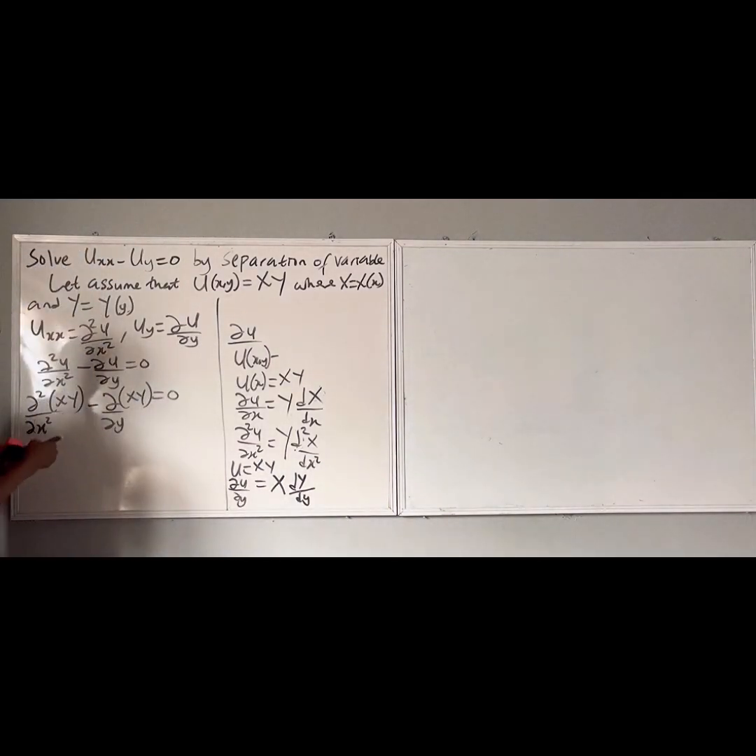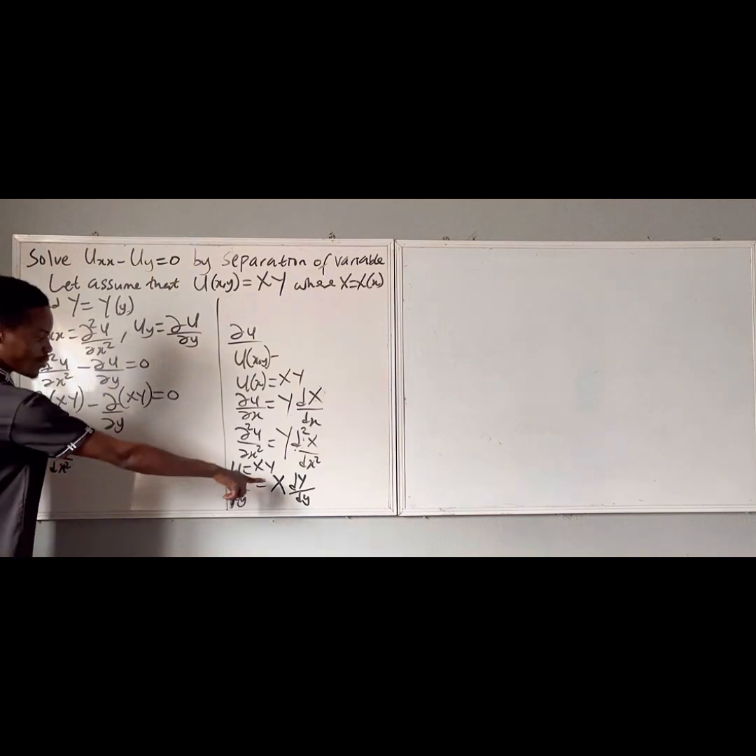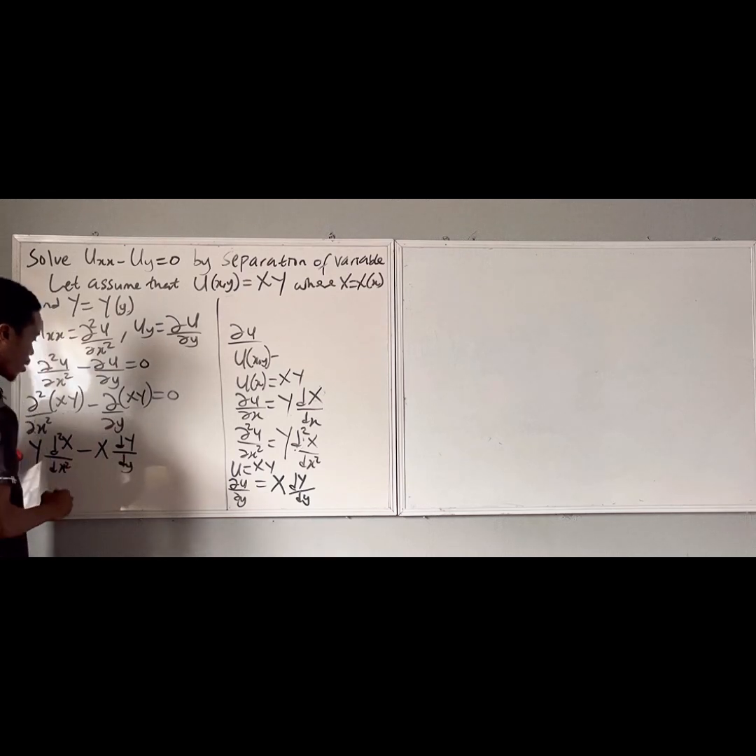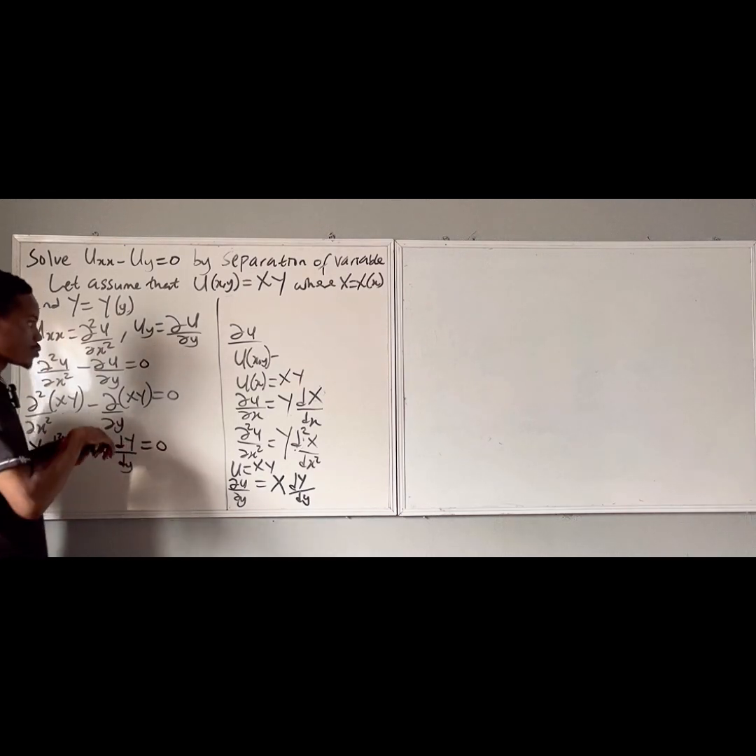So what am I going to have? I'm going to have Y the square X all over the x square minus X the Y all over the small letter y, then it's equal to 0.